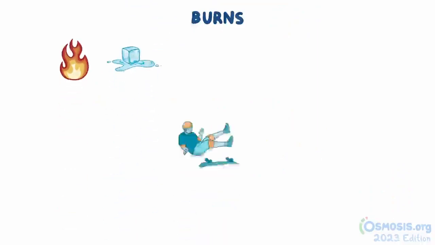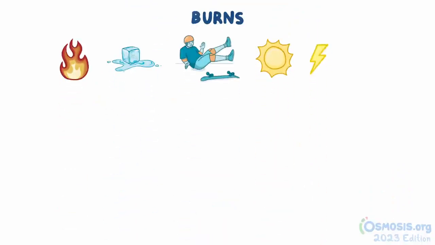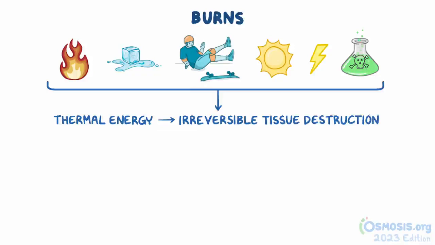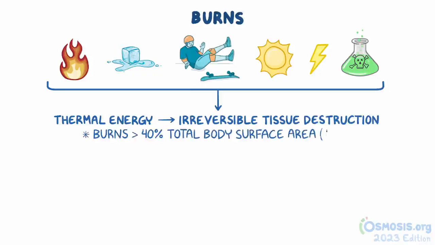Burns are injuries caused by heat, cold, friction, radiation, electricity, or chemical exposure. When significant heat is applied to the skin, either in the form of a hot liquid, solid object, or flame, this thermal energy can result in irreversible tissue destruction. Extensive tissue destruction, especially in burns larger than 40% of the total body surface area, or TBSA, can cause fluid loss and with it hypovolemic shock.